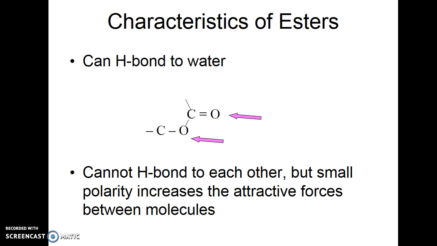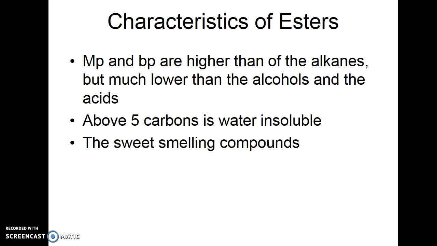They cannot hydrogen bond to each other. They have a dipole-dipole attractive force because the compound is polar. But because they can't hydrogen bond, the esters tend to have relatively low boiling points. The boiling points and melting point are higher than that of the alkane because they do have a dipole, but it's much lower than equivalent weight alcohols or acids because those things can hydrogen bond. We say that above 5 carbons is water insoluble, but even 4 carbons, ethyl acetate, it's only a tiny amount that will dissolve in water.